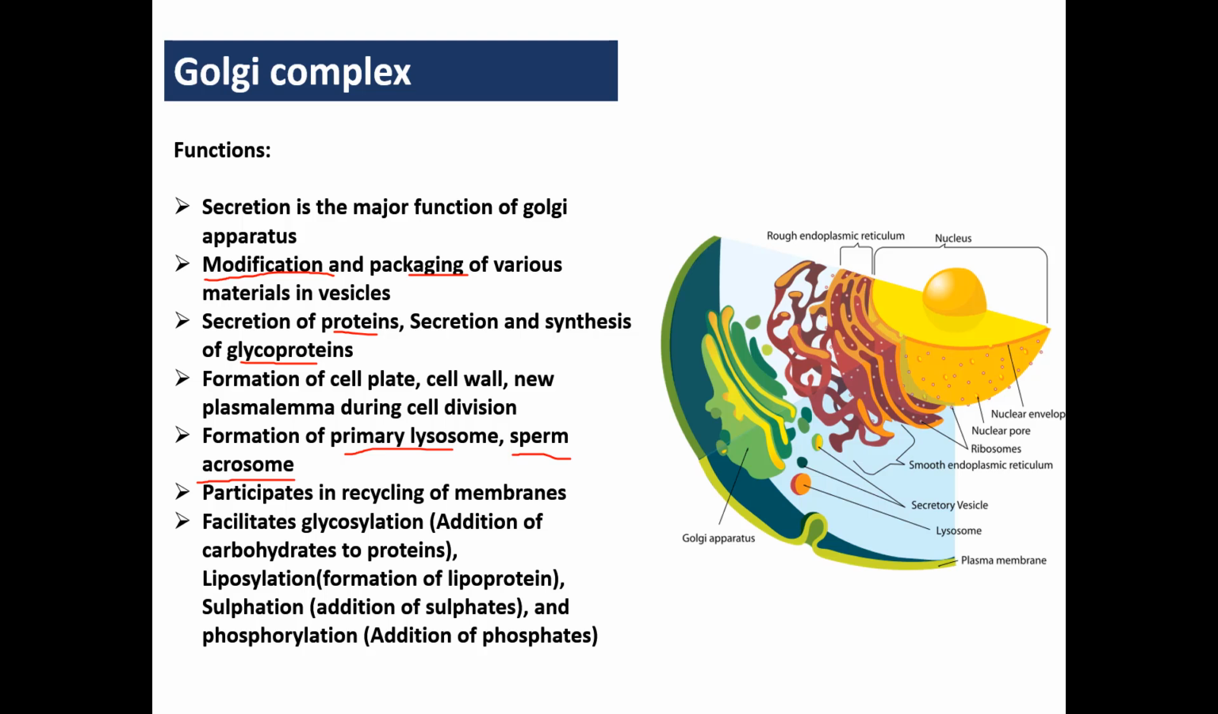It facilitates glycosylation. What is glycosylation? It is addition of carbohydrates to the protein. Lipidation, formation of lipoprotein, or a formation of proteins conjugated with lipids. Sulfation, addition of sulfates, and phosphorylation, addition of phosphates. So various kinds of protein modification happen in the Golgi apparatus, as well as they can be secreted.